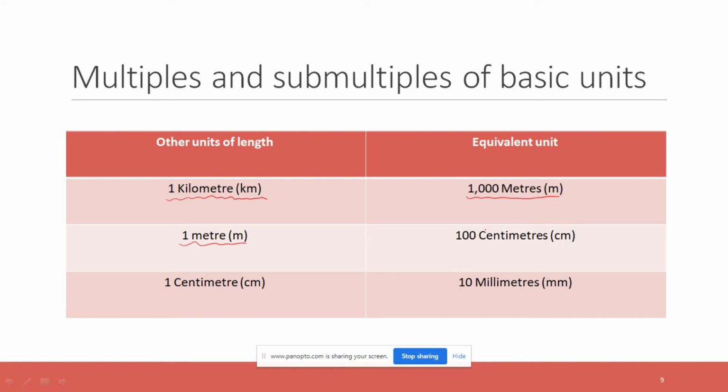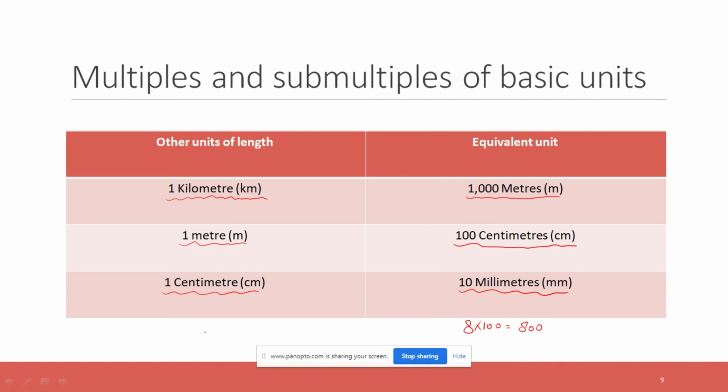Similarly, 1 meter is equal to 100 centimeters. Suppose that you are going to make a t-shirt, and you have a cloth, and the length of that cloth is 8 meters. So what will be the length of the same cloth in centimeters? You have to multiply your 8 meters by 100, so it will be 800 centimeters, right? Similarly, 1 centimeter is equal to 10 millimeters.